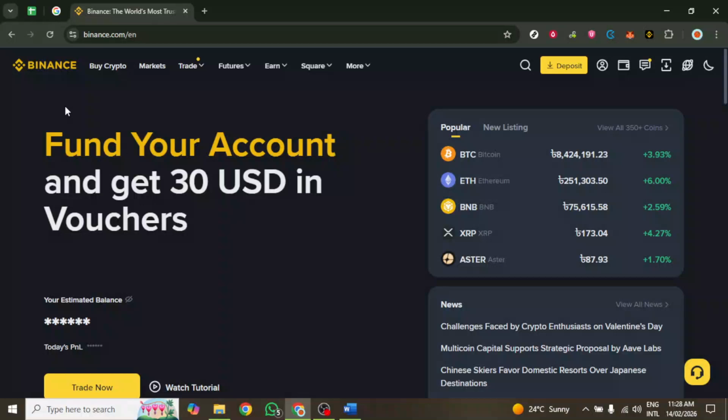In this video, you'll learn how to sell cryptocurrency on Binance. This guide will walk you through the process step by step, ensuring you understand each action clearly. Start by logging into your Binance account.